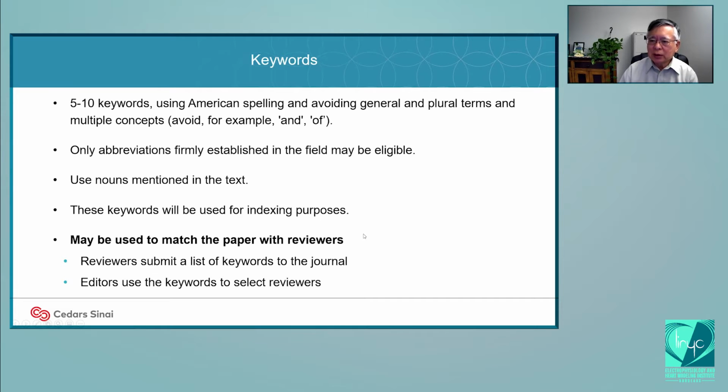This is something that a lot of authors do not know. You think the keyword is just for your own benefit, so in the future the paper can be searched.